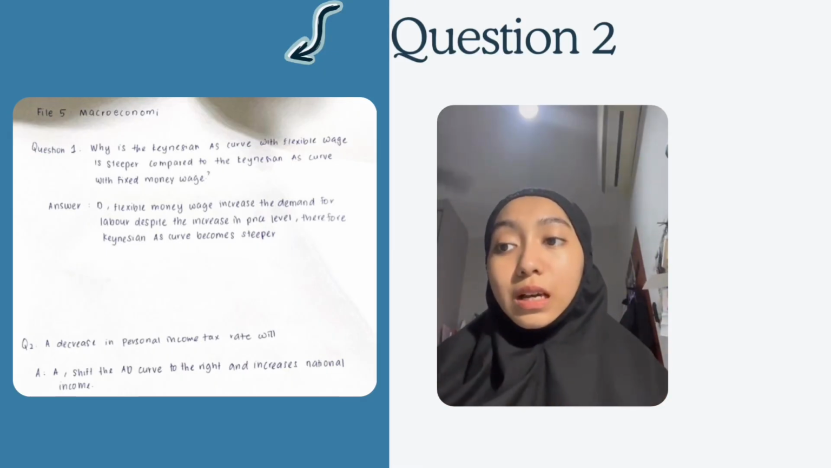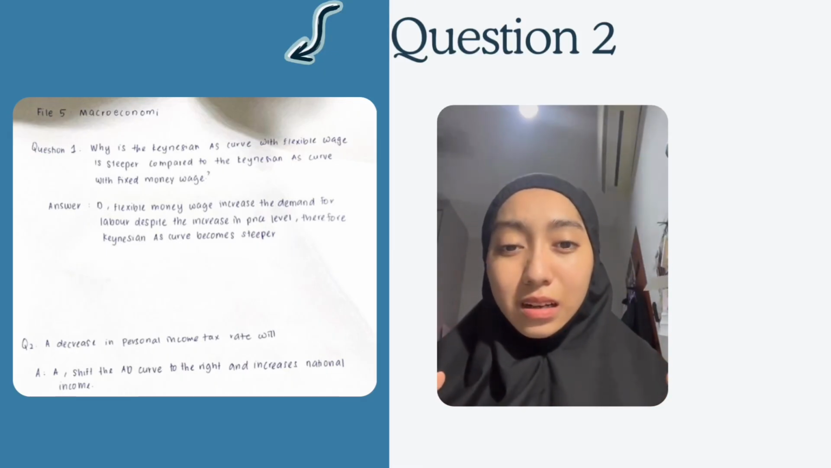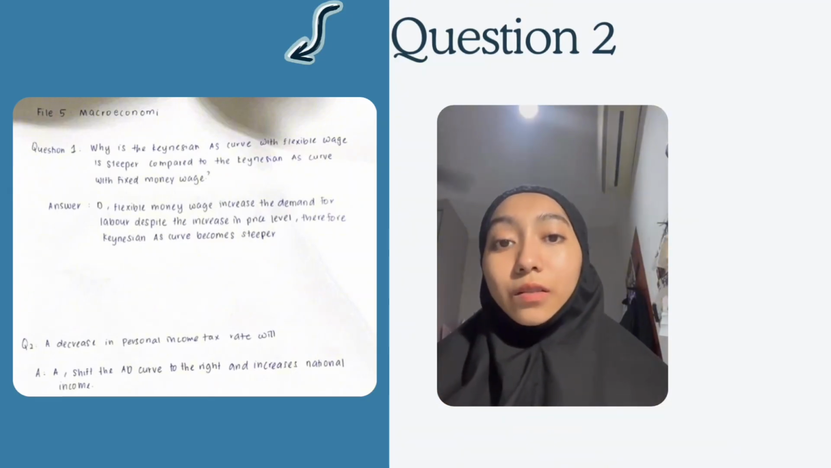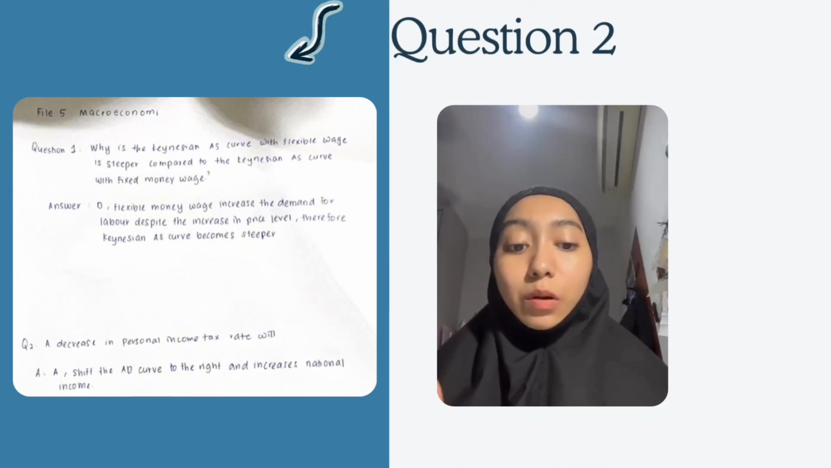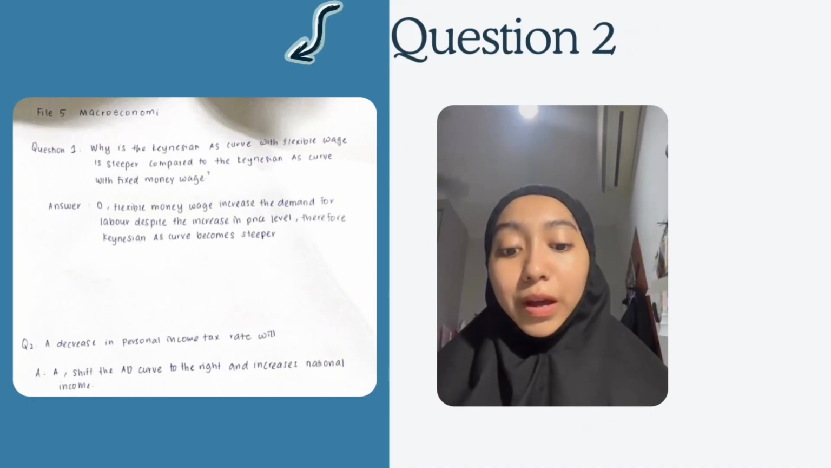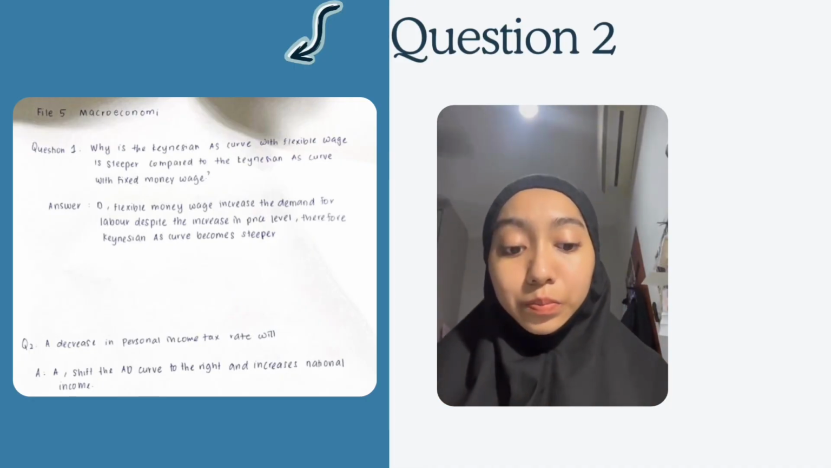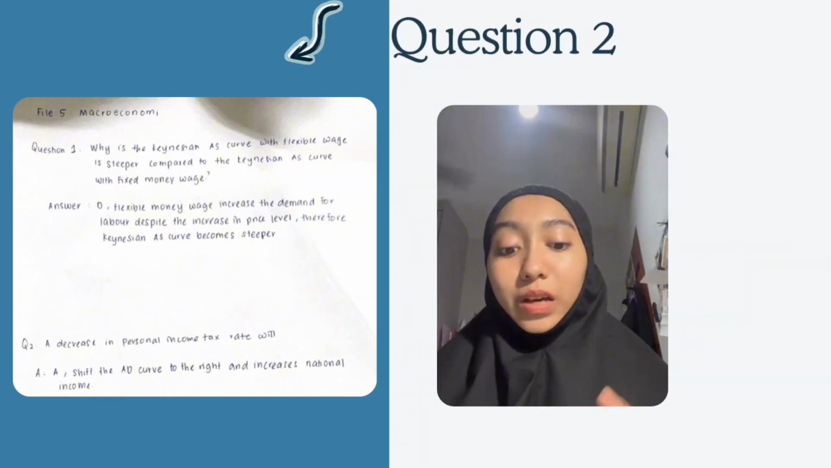So from those answers, we can simplify. The answer for question 1 is D. Why? Because flexible wages increase the demand for labor despite an increase in the price level. Therefore, the Keynesian AS curve becomes steeper.